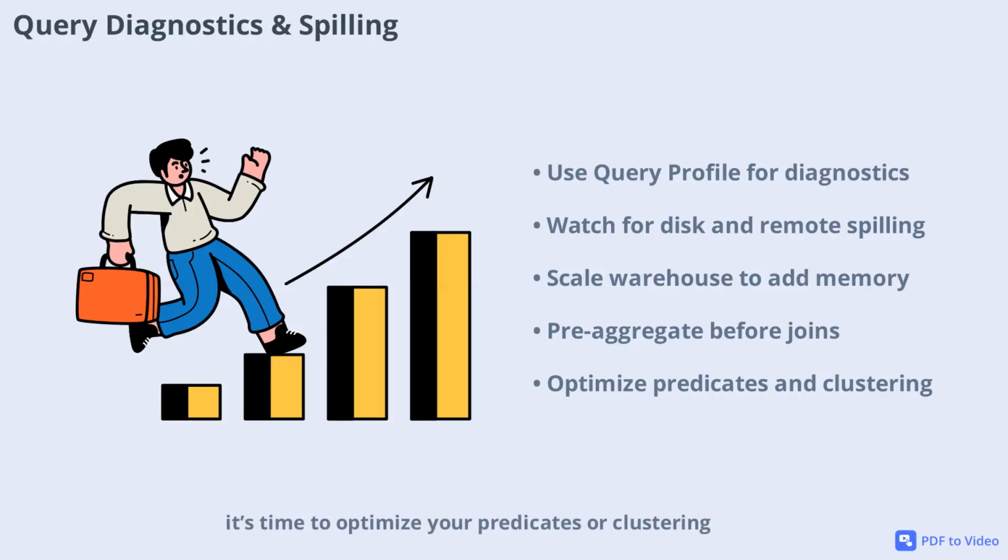Disk spilling happens when a query needs more memory than available. Snowflake writes temporary data to SSDs, slowing performance. If even SSDs overflow, remote spilling to cloud storage occurs, causing major slowdowns. The fix? Scale your virtual warehouse up for more memory or optimize your joins and aggregations. Exploding joins where non-unique keys create massive row counts are a common culprit. Pre-aggregate with CTEs to keep joins efficient and memory usage predictable.